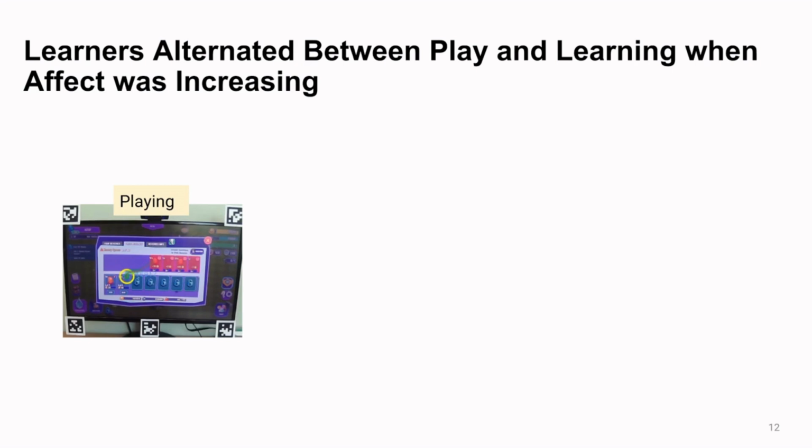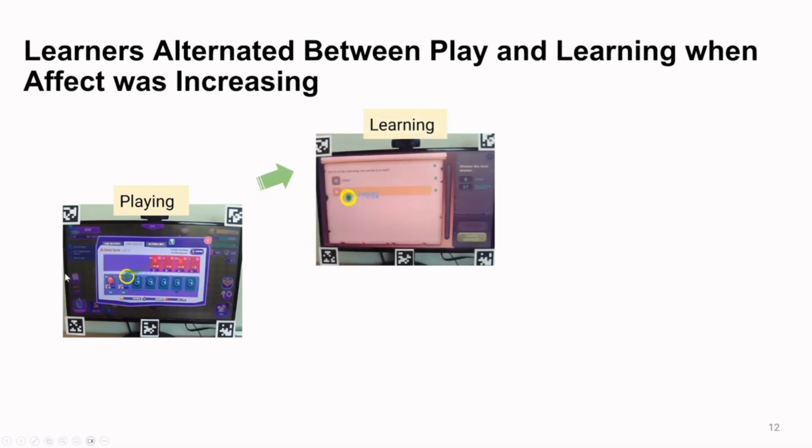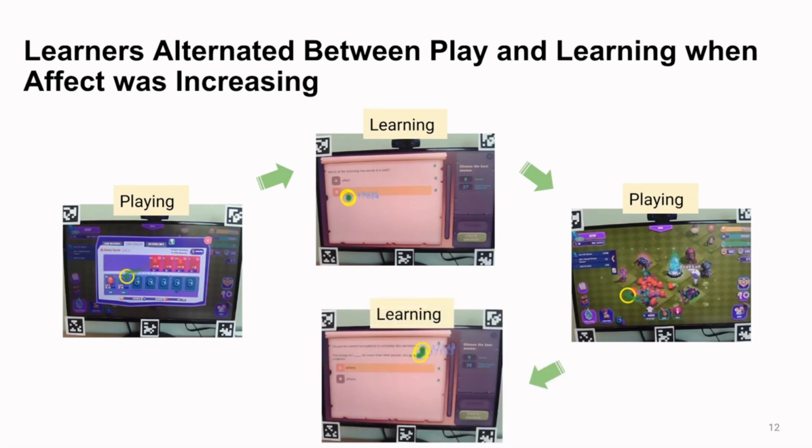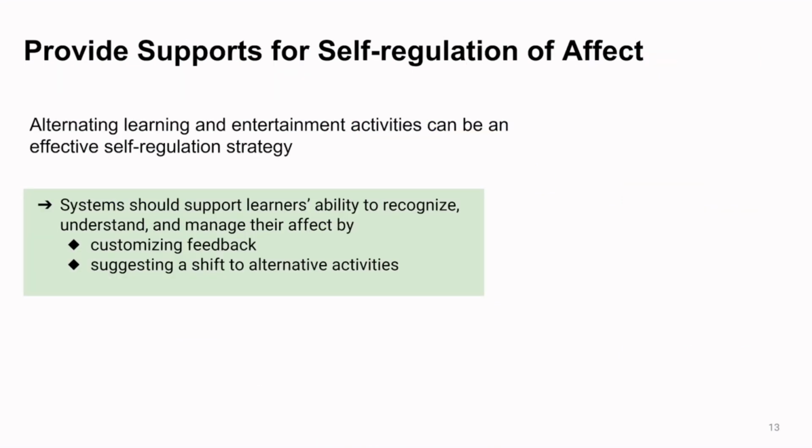Here is an example from one of our participants. They were training soldiers, then answering an independent question, and went back to play, adjusting the position of the building, and right before answering another independent question. This can happen multiple times between the self-reports. This finding might imply that alternating learning and entertainment can be an effective self-regulation strategy.